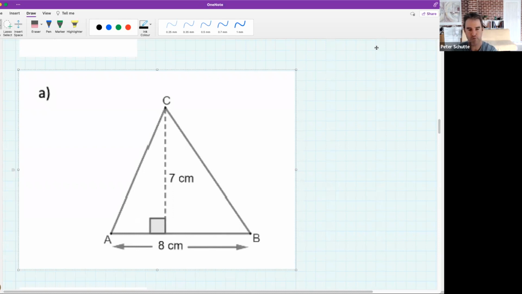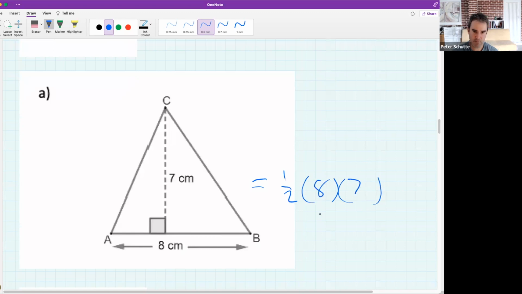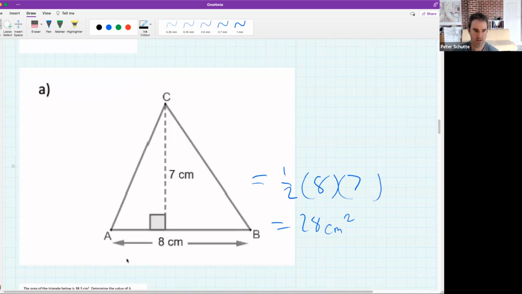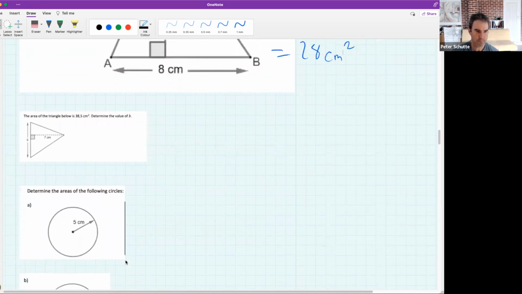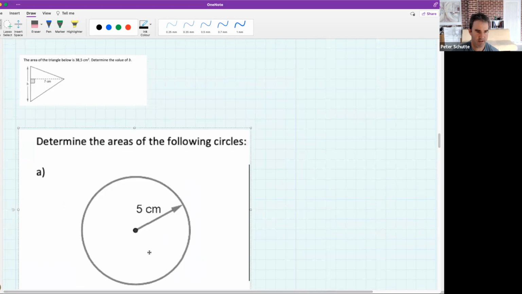So thinking about the formulas we just discussed, we definitely have a base, we definitely have a perpendicular height. So a half times the base times perpendicular height, that would be 8, that would be 7. And we should get 28 centimeters squared. Yes. Awesome. Okay, so that's fine. Let's do one more before our break.